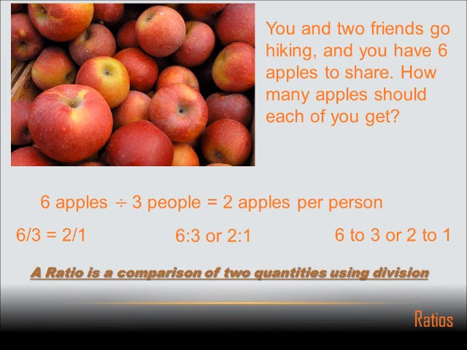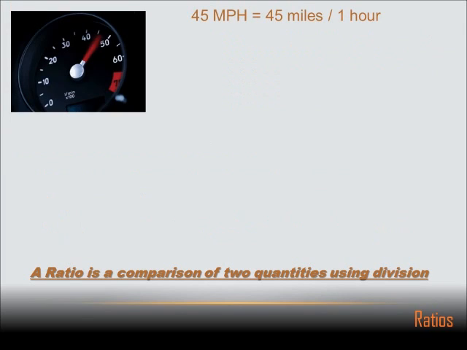And there's a rule here. A ratio is a comparison of two quantities using division. You already know this stuff. Let's say you got in your car and the speedometer said you were going 45 miles per hour. Well, you know that that means 45 miles per 1 hour, and you could change that per to a division sign. It's 45 miles divided by 1 hour.